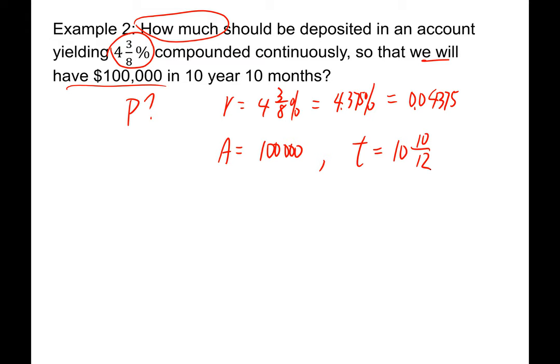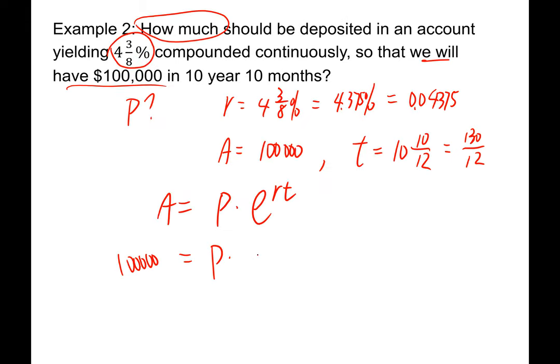If you turn it into an improper fraction, that'll be 10 times 12, 120, adding 10, 130 over 12. And now we're looking for P. So apply the formula, P times E to the RT. I just have to plug all the numbers into the formula. So 100,000, that's the ending balance, equals principal times E to the rate, 0.04375, times this time T in fraction, 130 over 12.